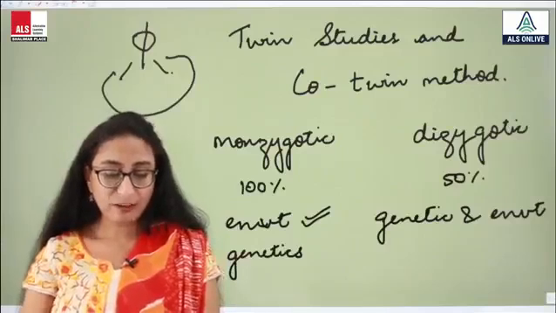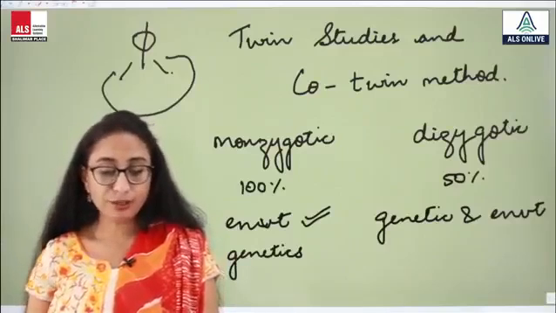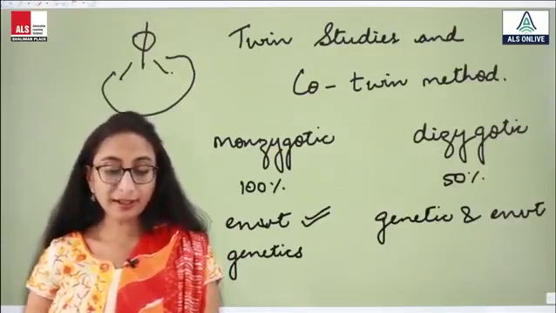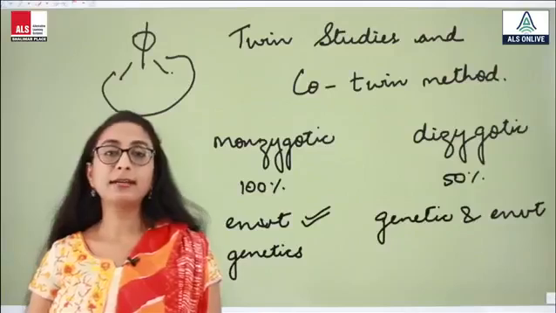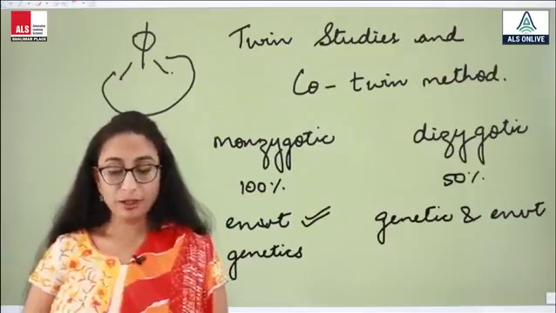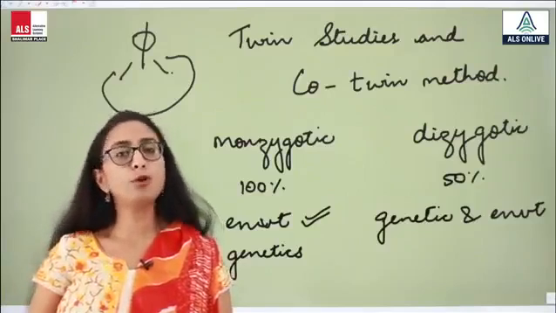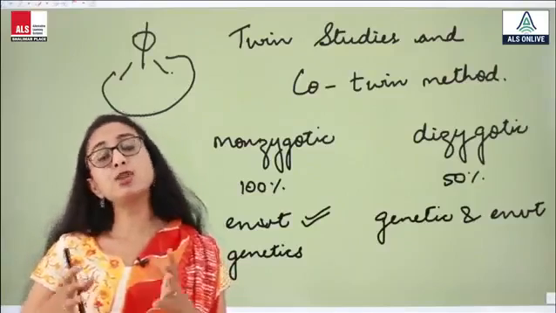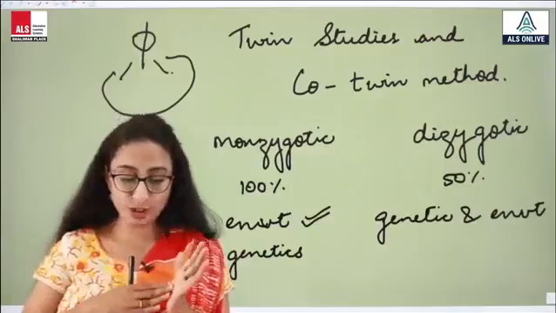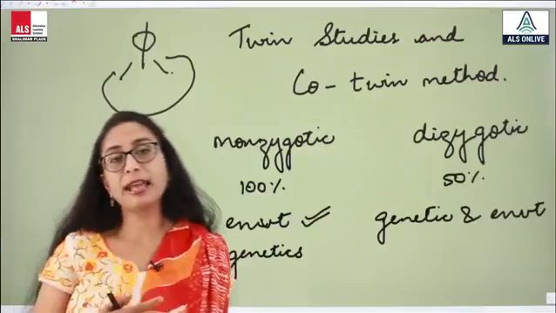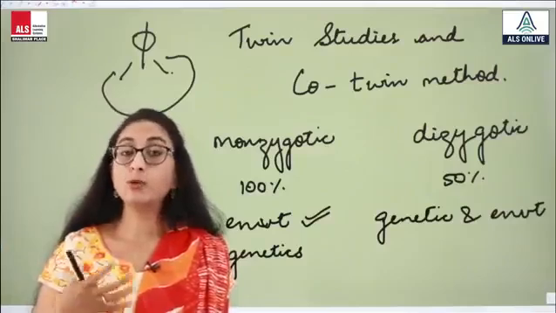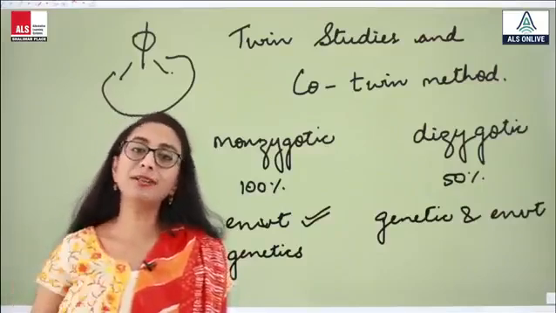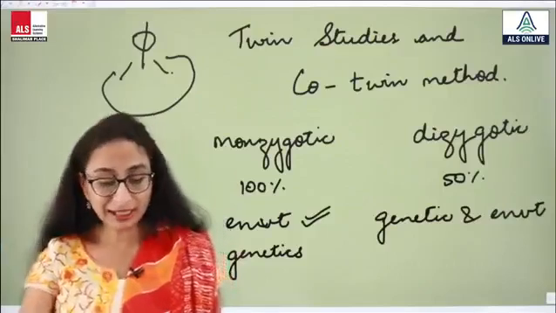So various experiments have been used on monozygotic and dizygotic twins in order to separate the hereditary and environmental components of a character. So using the co-twin method, we conducted various experiments on both monozygotic and dizygotic twins in order to separate, that is, to what extent heredity is responsible for the formation of a character in the twins, and to what extent environment is playing a role in the formation of a character in that particular twins. This is what we are doing in the co-twin method.